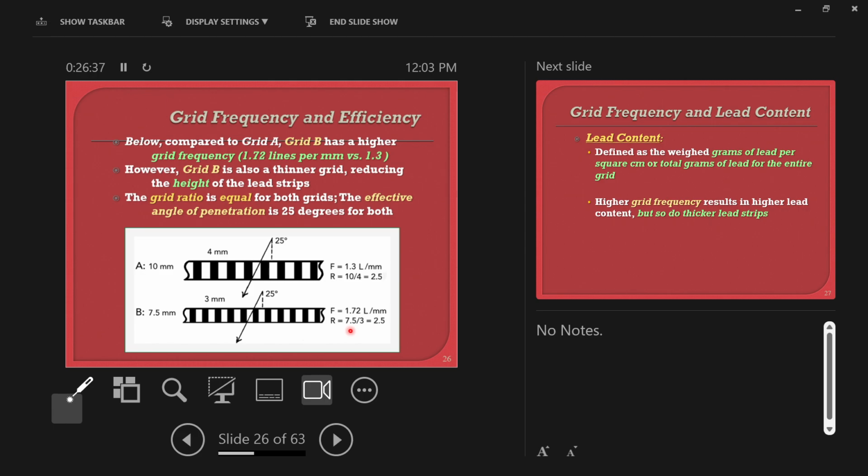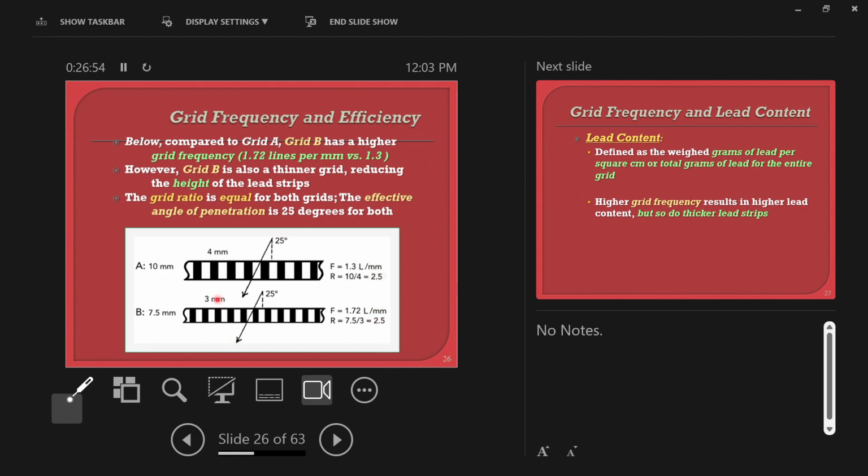This one's 7.5 tall, 3 millimeters wide. That's also a 2.5 to 1 ratio. By the way, I'm just trusting their math here. Assume they're right, right? I didn't double check this, but assume they're right. Seems pretty simple math to me. Yeah, 7.5 divided by 3, 10 divided by 4 should both come out to 2.5.